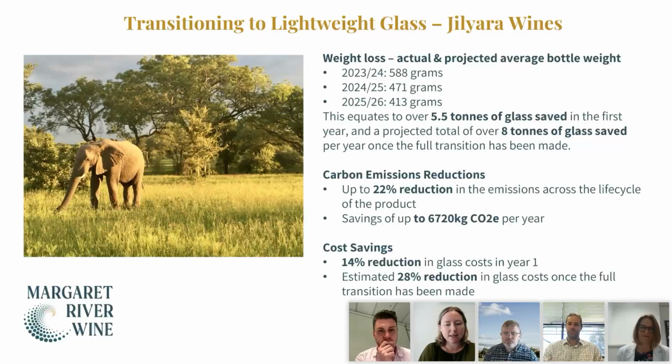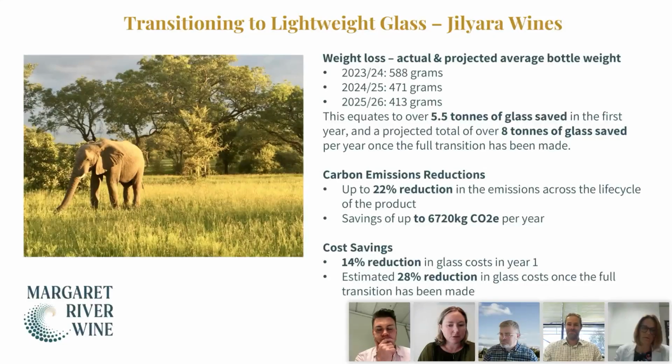So as you can see here, Julian have started with an average bottle weight of 588 grams. And by the time they get to the end of this financial year, they should be at around 413 grams. So it's about a 30% drop across the board, a 22% cut in carbon emissions, and they will be saving about 8 tonnes a year of glass, which is the weight of a male African elephant, and which, for such a small producer, they're only producing about 4,000 cases a year. This is a massive amount of glass saved.